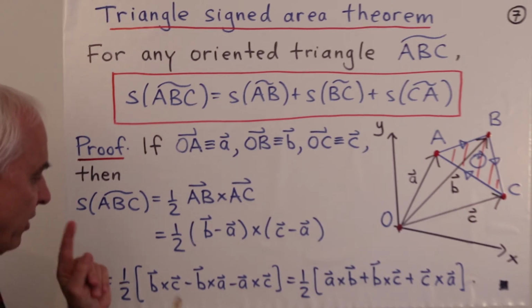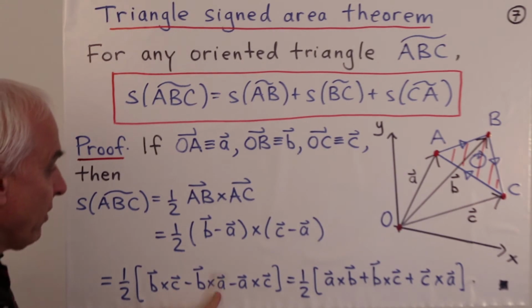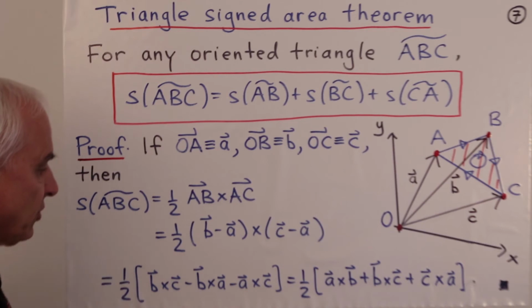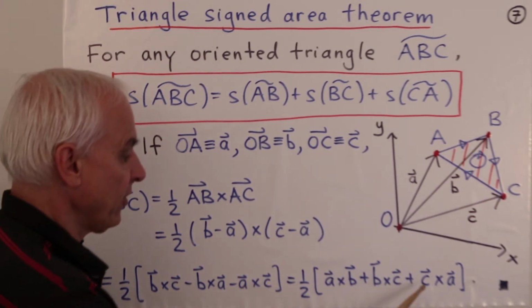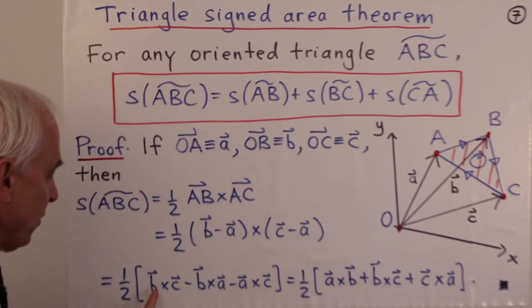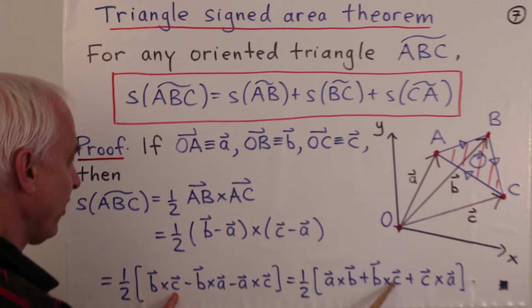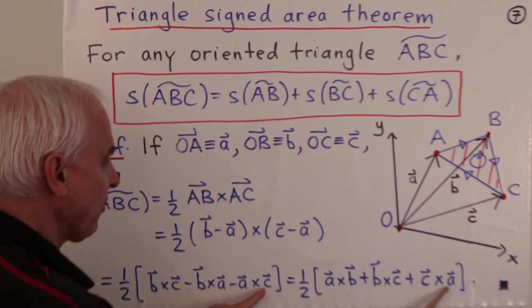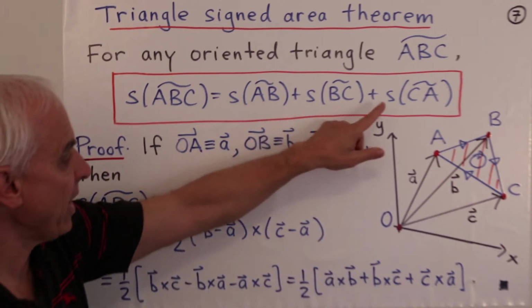And now we're going to rearrange things because the minus B cross A can be rewritten as A cross B. To interchange the order, we introduce a minus sign. And the minus A cross C can be written as C cross A. So these 3 things become A cross B plus B cross C plus C cross A. And that's exactly what's appearing on the right-hand side here.